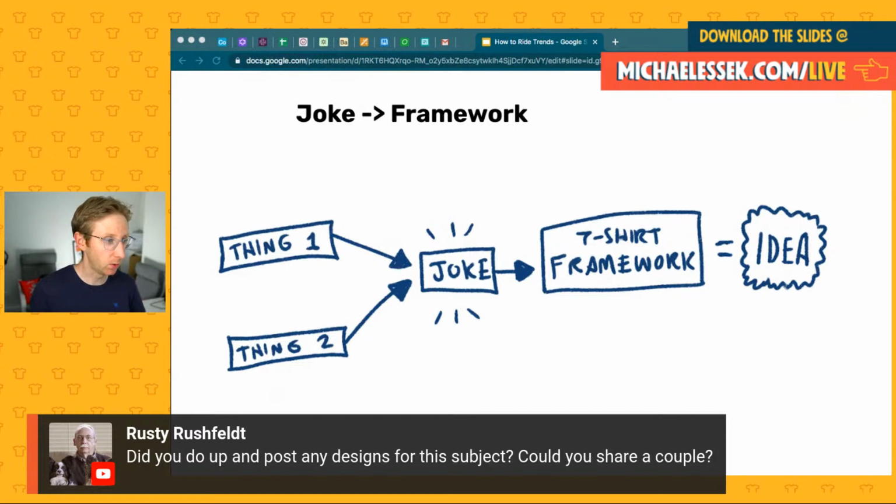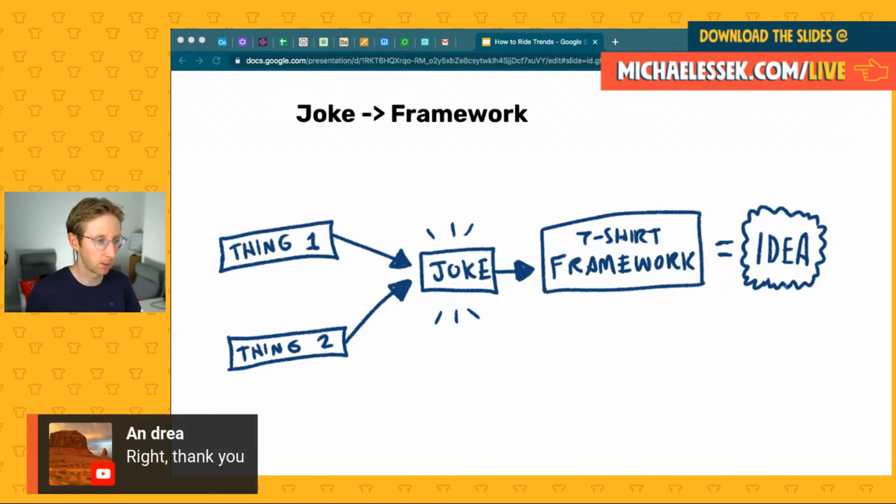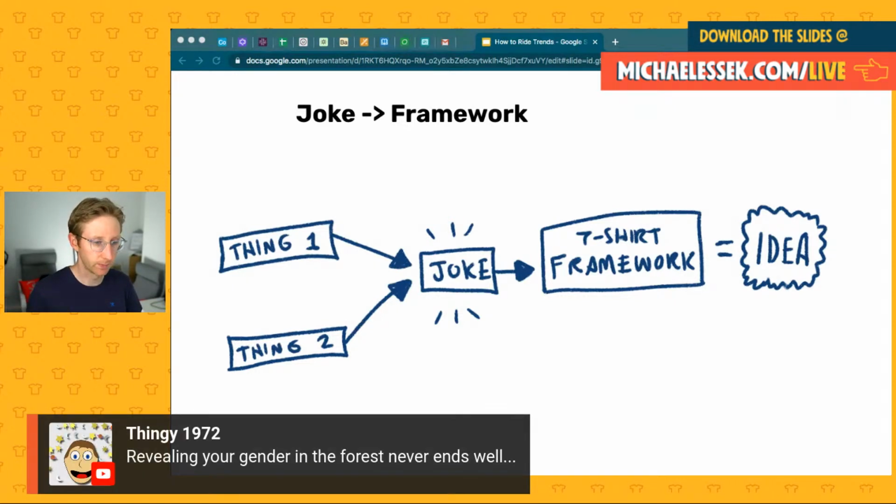Rusty says, did you do up and post any designs? No, I didn't for this. I've not done any. I just wanted to kind of do the case study and share it with you guys. It's also a pretty current one. So, whether it does work or not, that's for everyone to decide whether they want to pursue it. But hopefully that answers that question.